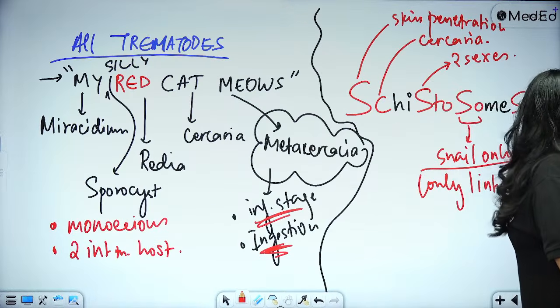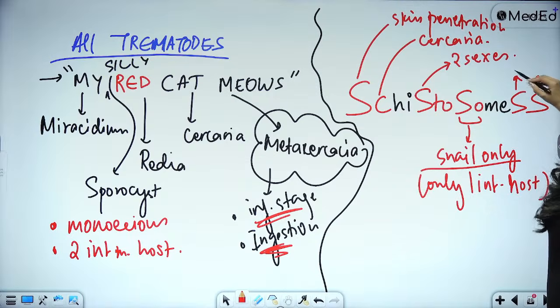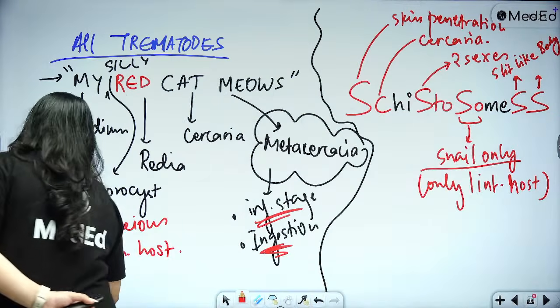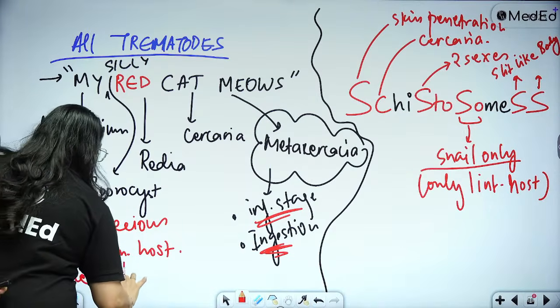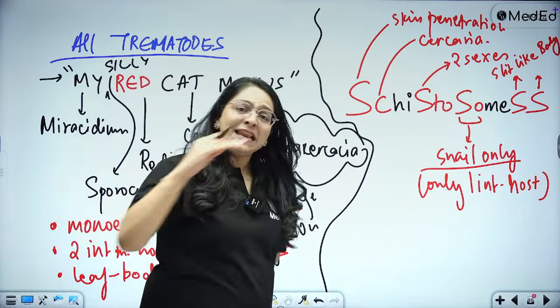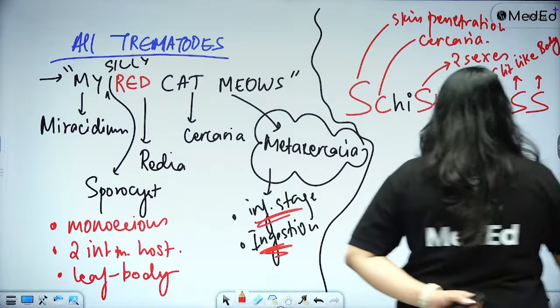Then S and S. So they have a slit-like body. All trematodes have a leaf-like body, but schistosomes have a slit-like body. And what is the last S?